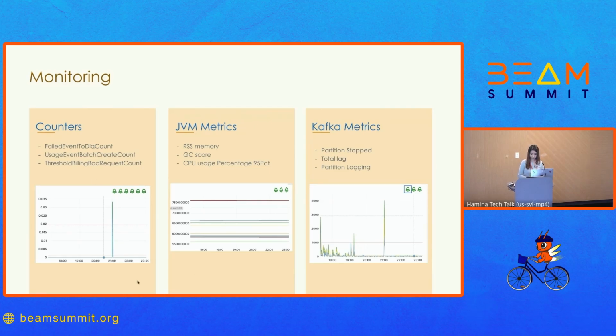Those graphs show a visual representation of those metrics over time. And we also set up alerts for each metric. As you can see, based on those alerts, we can quickly identify any anomalies.